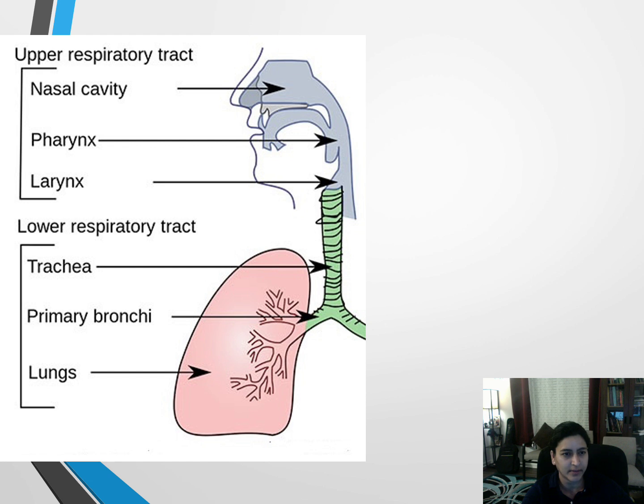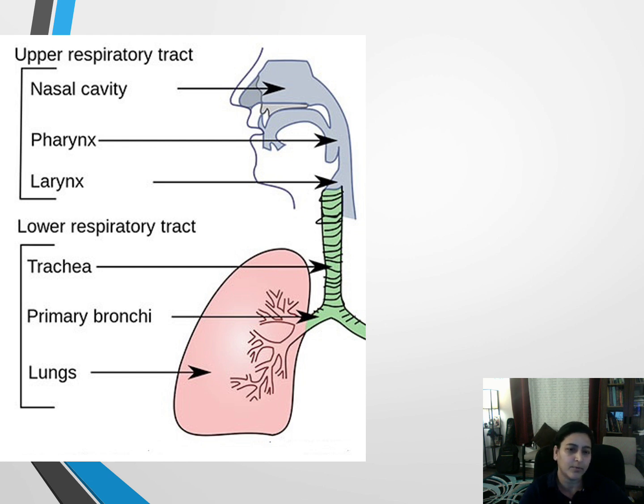As you can see over here, the nasal cavity, the pharynx, and the larynx are included under the upper respiratory tract, which we call URT. The pharynx is further divided into the nasopharynx, the oropharynx, which coincides with the mouth, and the laryngopharynx, which is very close and adjacent to the larynx. And the larynx, as you know, is the voice box, which includes the glottis.